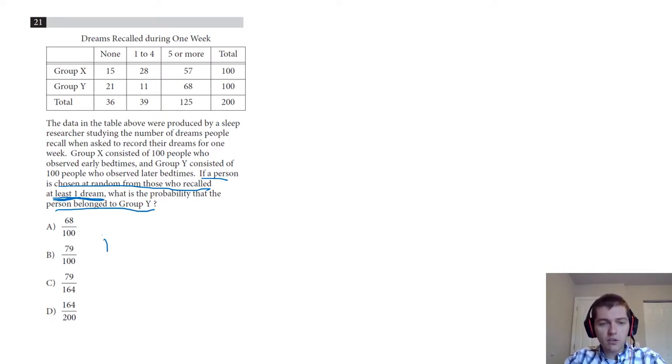So write out your equation for probability. Probability is equal to the total number of people that you could be choosing from. So in this case, it's anyone who had more than one dream, so people who had more than one dream, over the population that you're interested in. Did it come from the population you're interested in, which is group Y, who had more than one dream?